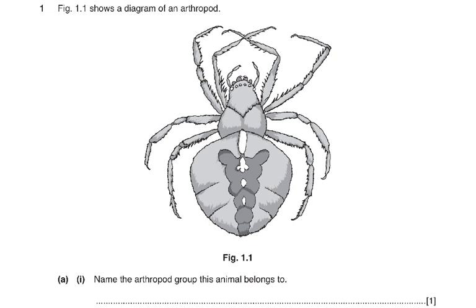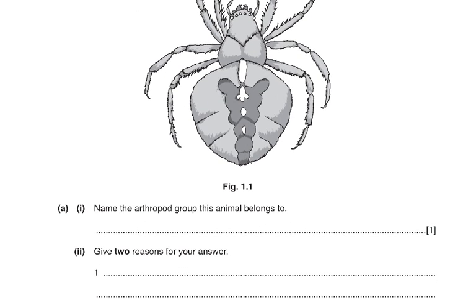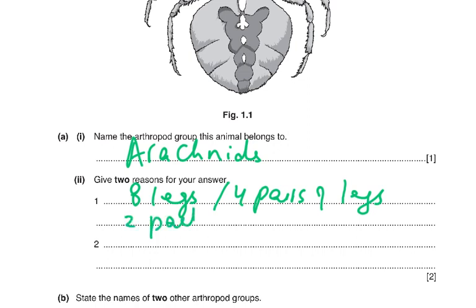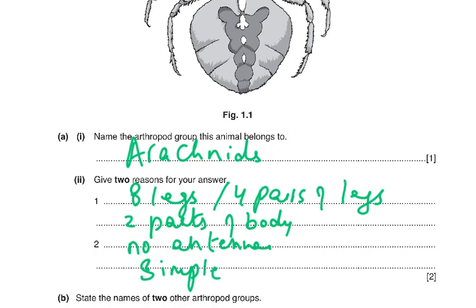Figure 1.1 shows a diagram of an arthropod. Name the arthropod group that the animal belongs to. It's arachnids. Give 2 reasons for your answer. Why? Because you've got 4 pairs of legs, or you can say 8 legs. And it's got 2 parts of the body. It has no antennae and simple eyes. So any 2 of those.